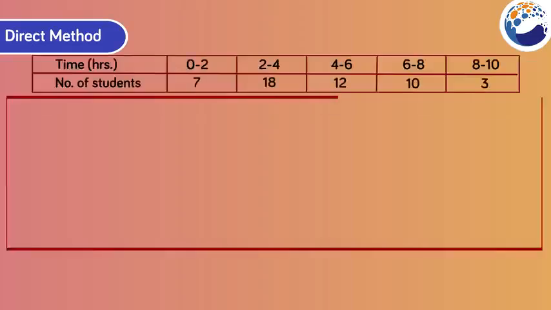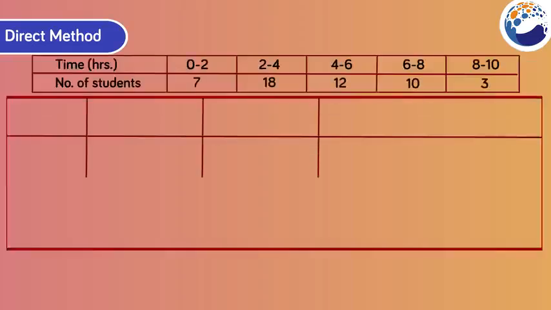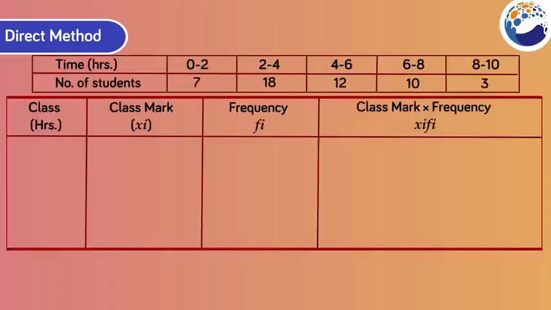Solution. There are 4 columns in this method. 1. Class. 2. Class mark xi. 3. Frequency fi. 4. xi fi. In the first column, we write the classes given in the example. Then we write frequency, which is also given in the example.